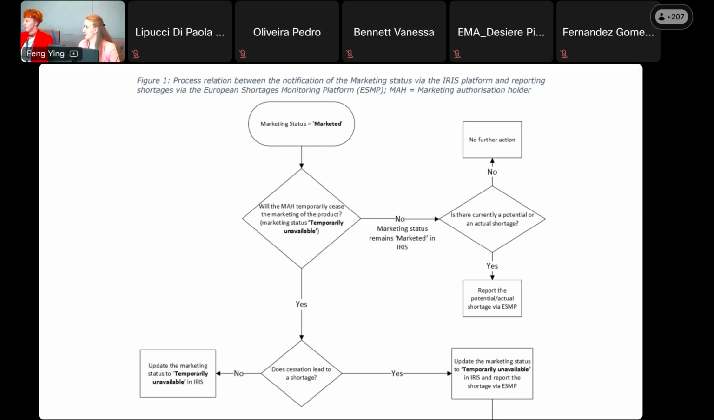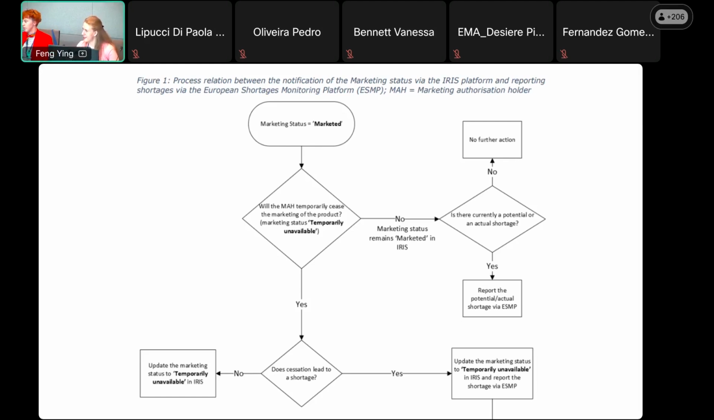If you follow no, the marketing status will remain marketed in IRIS. Then the MAH has to ask themselves if there is currently a potential or an actual shortage of the product while the marketing status remains marketed. If there's no shortage, then no action is needed. But if there is a shortage, the product may remain marketed in IRIS, but the potential or actual shortage has to be reported via the ESMP. For example, due to increased demand, a shortage appears, the product remains marketed, meaning placed on the market, but there is anyway a shortage, so this will be reported via the ESMP.